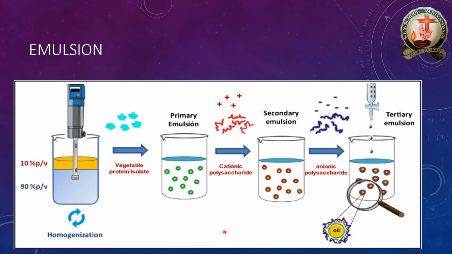Then this is an important one: the emulsion. We know that oil is not soluble in water, but we can add some additives, some chemical treatment, and the oil gets solubility in water. Emulsion means a compound insoluble in water that gives you a milky white color. The milky white color is called an emulsion.